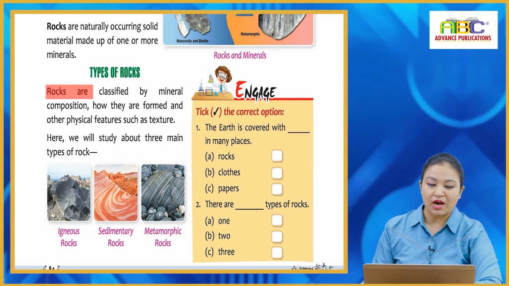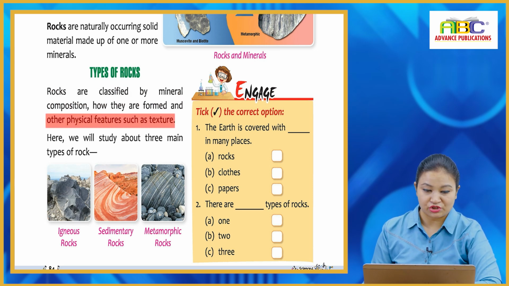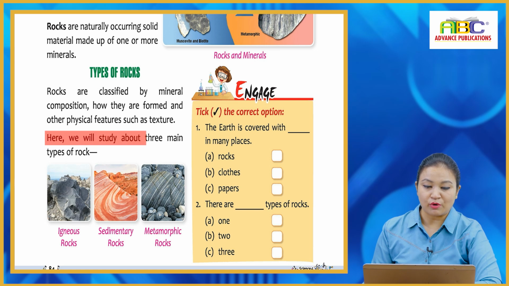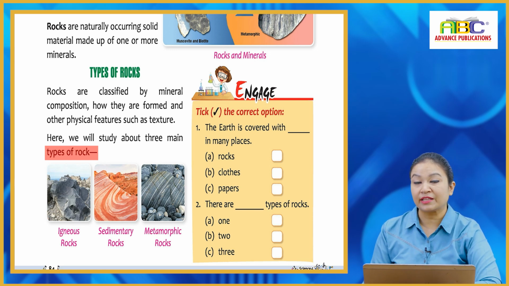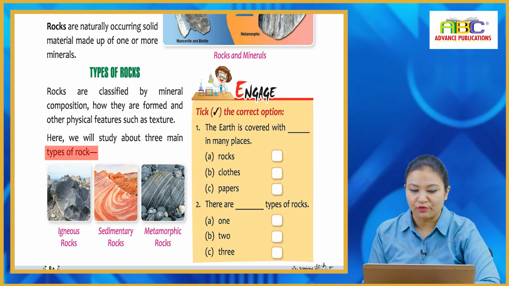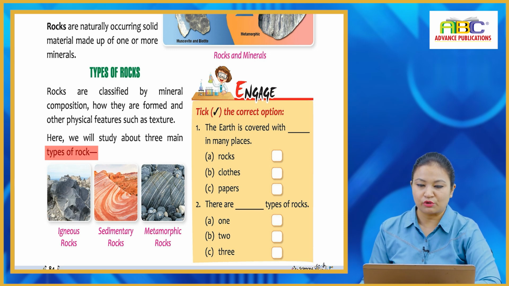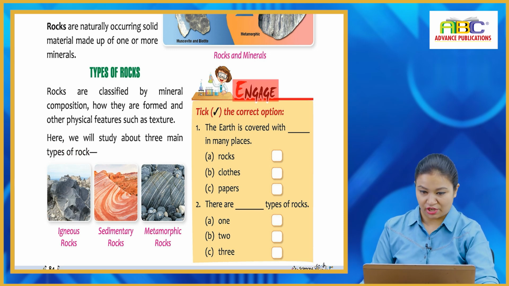Types of rocks. Rocks are classified by mineral composition, how they are formed, and other physical features such as texture. Here we will study three main types of rocks. So rocks are of different kinds, or you can say rocks are classified by their minerals, texture and mixture. That is why we have classified them into three main types of rocks. But before that we will do the activity given here, Engage.